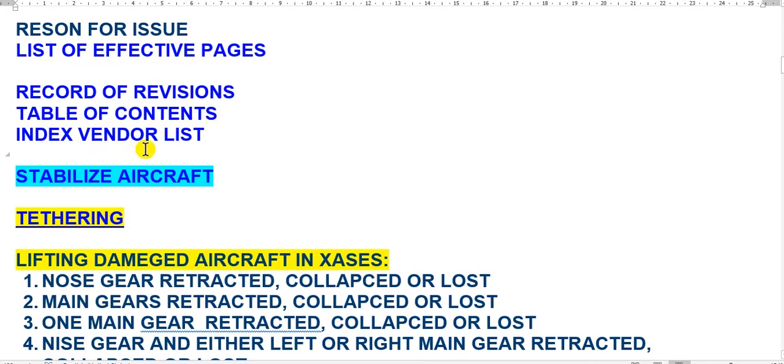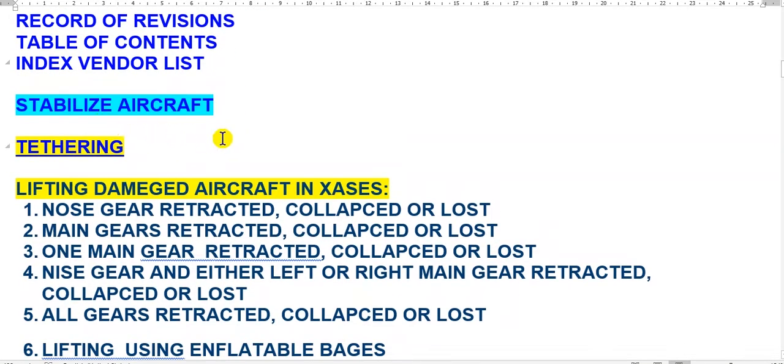Index, vendor list. Here is the vendor list. The vendors are the tools and equipment vendors, in alphabetical order. You will find it in this manual.